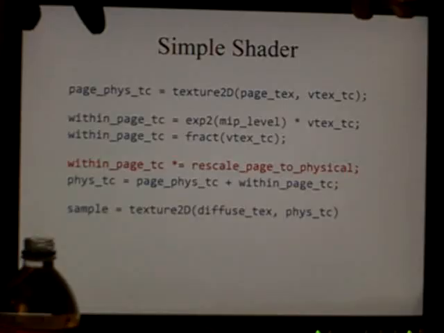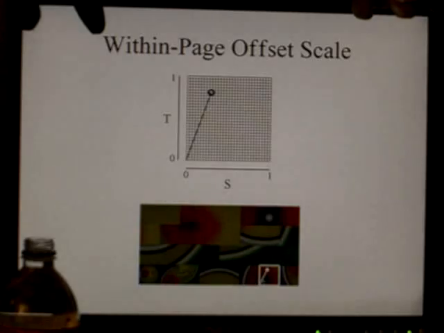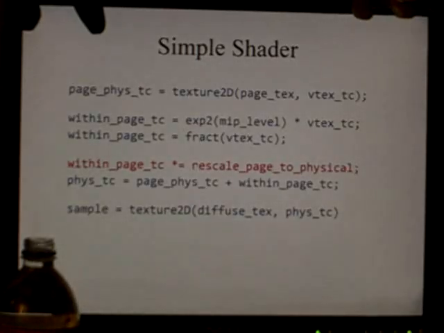So here I'm showing that scale factor. I'm rescaling from these page coordinates to the physical coordinates. The exact value of that is just the reciprocal of the number of pages in the physical texture. At that point, I've got that offset from the corner, and I've got the corner. I just add them together. That gives me the physical texture coordinate, and now I can start sampling from that texture and get some actual useful data out of it.